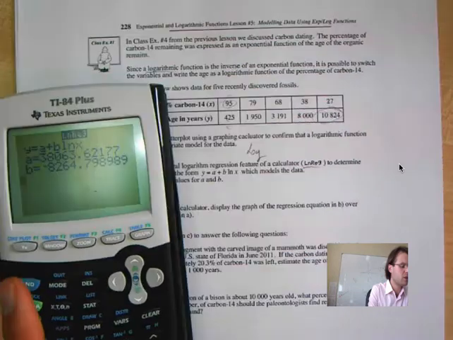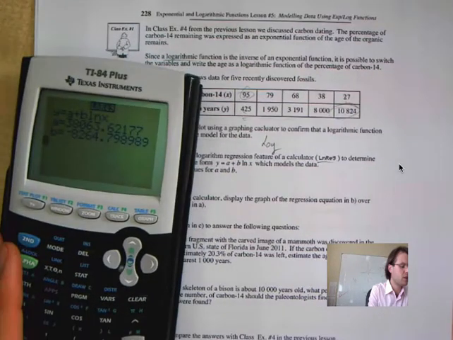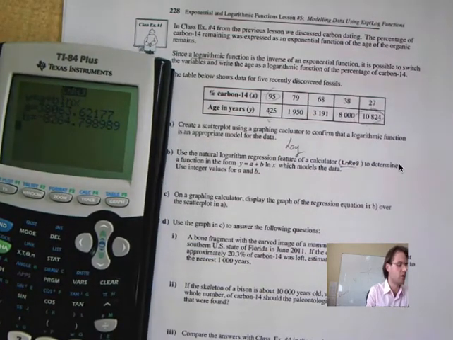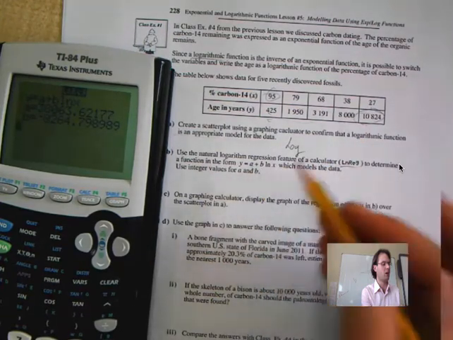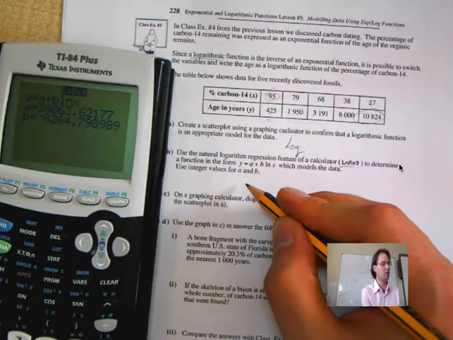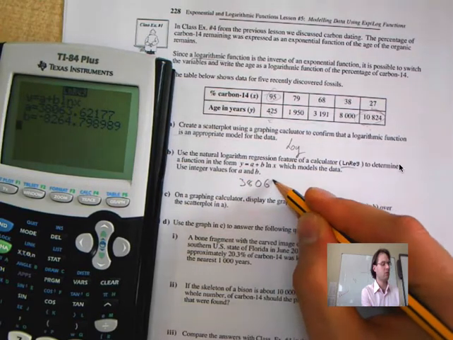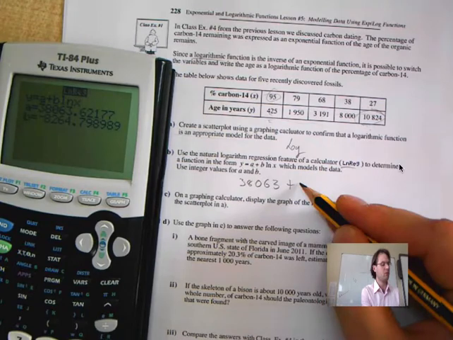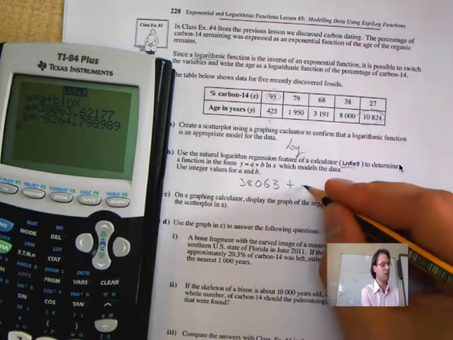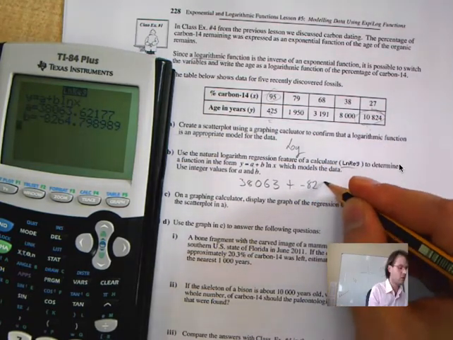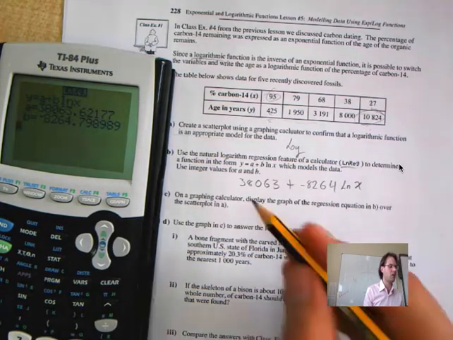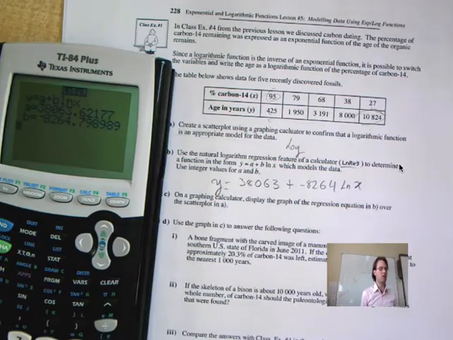And this will give me, a lot of lag today in the video. I'm sorry for that. So this gives me my equation. It says, write the function in the form of a plus b ln x. So we have 3 plus, well, it's going to be plus negative 8264 x. And y equals, that is my equation.